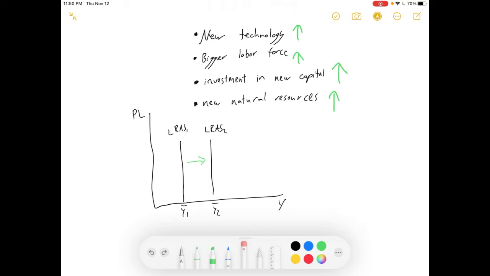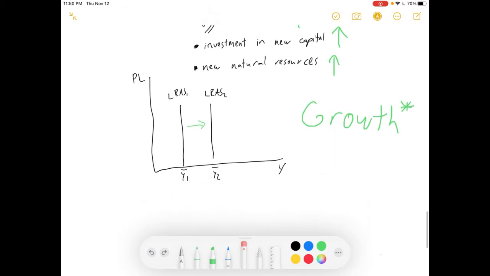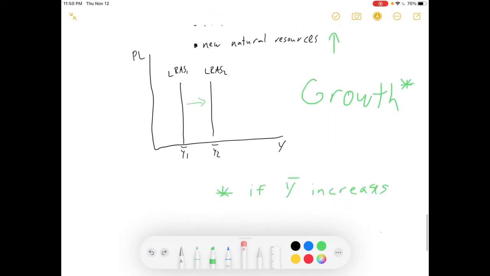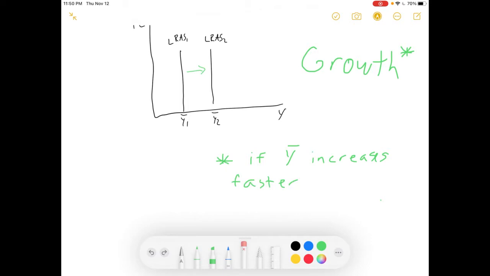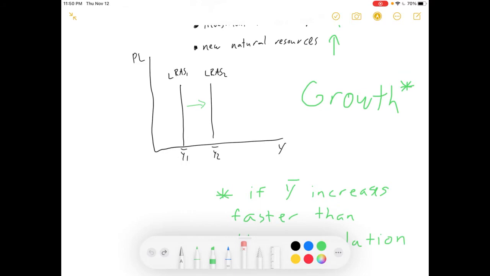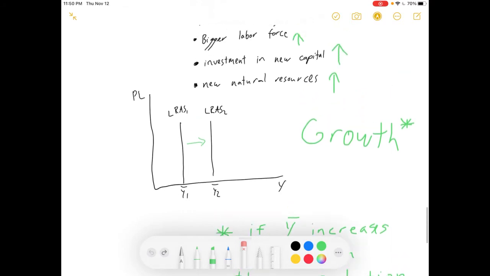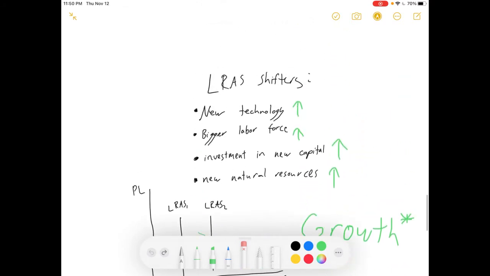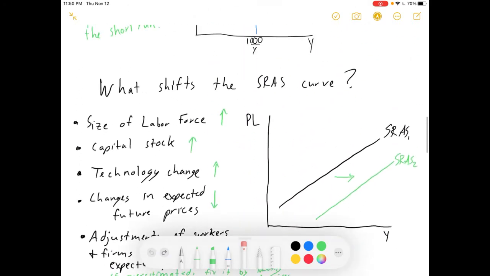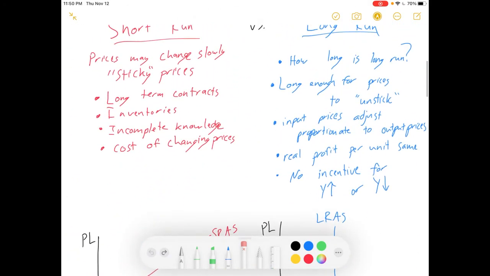Now, that's an increase in potential GDP. That's called growth. Well, quick caveat. I say it's called growth. It's called growth if Y bar increases faster than your population. But that is roughly how we would approximate growth in this model, is by shifting long run aggregate supply to the right. I think that's all I really wanted to cover.